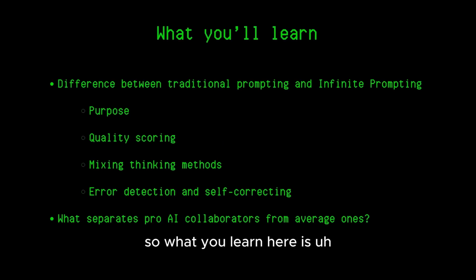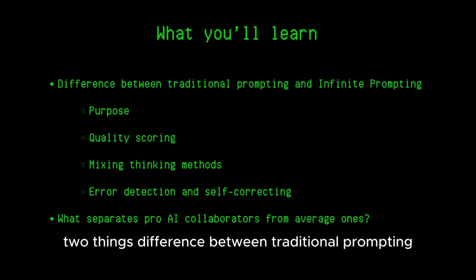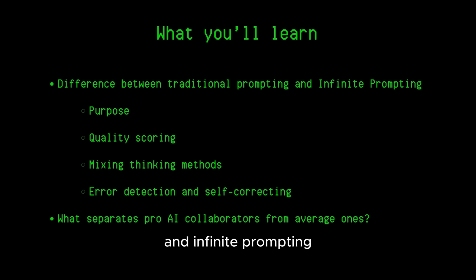What you learn here is two things: the difference between traditional prompting and infinite prompting, under which there are four differences, and then what separates pro AI collaborators from average ones.